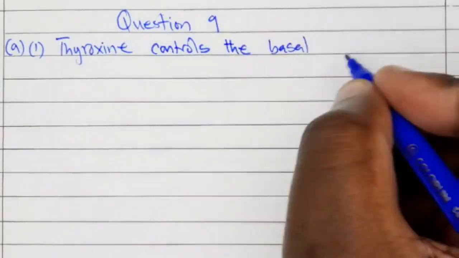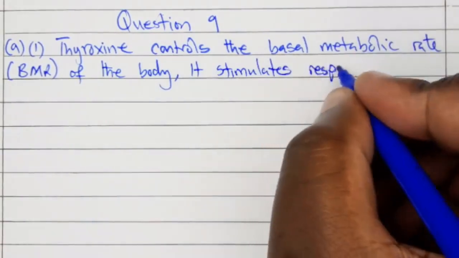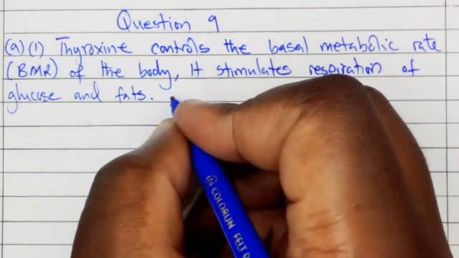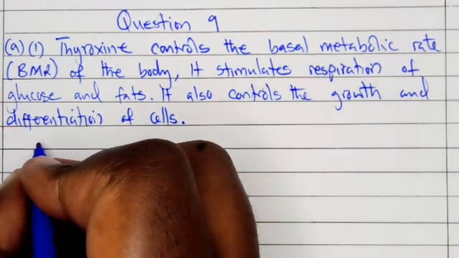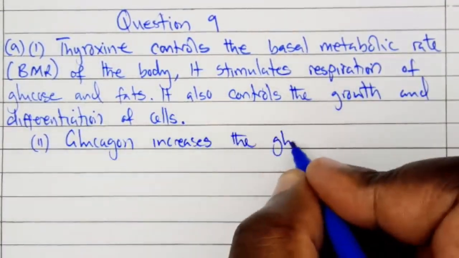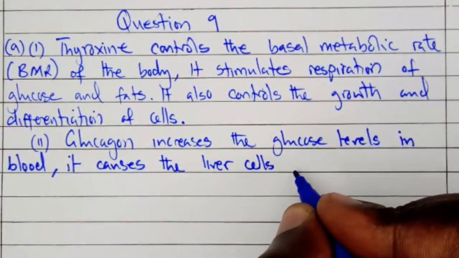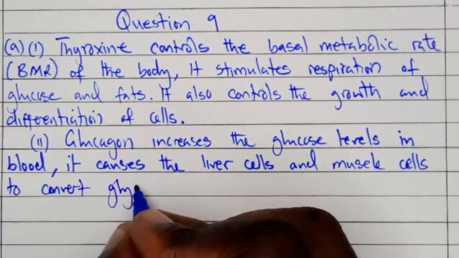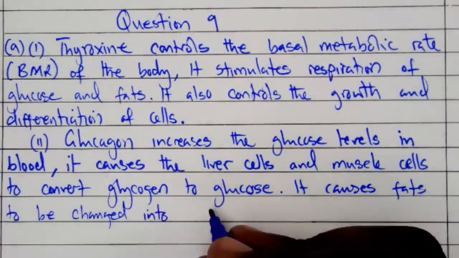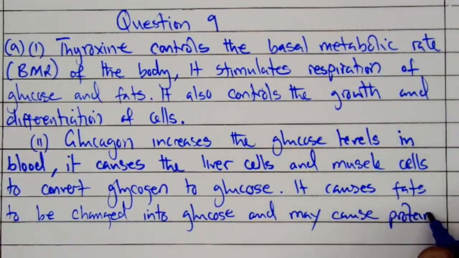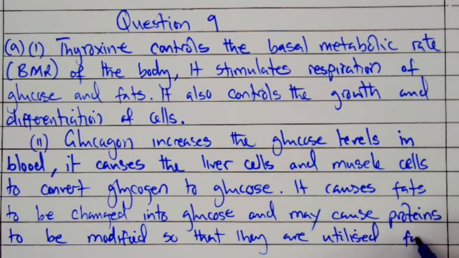A1. Thyroxine controls the basal metabolic rate of the body. It stimulates respiration of glucose and fats. It also controls the growth and differentiation of cells. A2. Glucagon increases the glucose levels in blood. It causes the liver cells and muscle cells to convert glycogen to glucose. It causes fats to be changed into glucose and may cause proteins to be modified so that they are utilized for energy production during starvation.